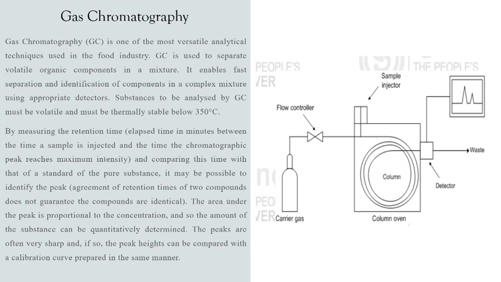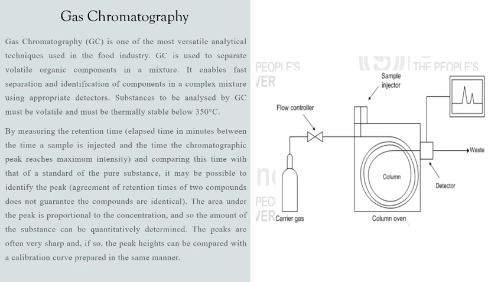By measuring the retention time, the time between sample injection and the moment the chromatographic peak reaches maximum intensity, and comparing this time with that of the standard of the pure substance, it may be possible to identify the peak and to identify a compound.